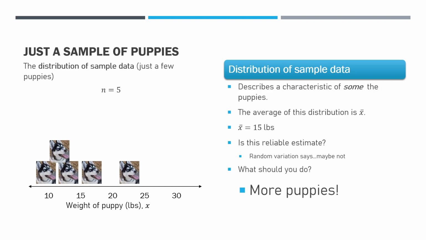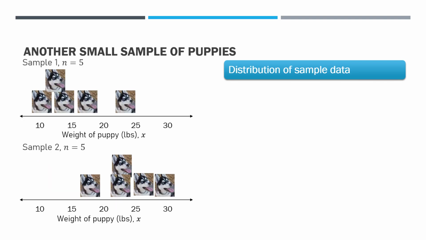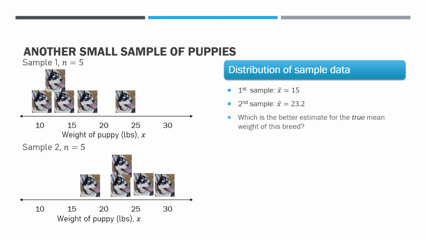Let's look at more puppies. So we get another small sample of puppies, another distribution of sample data. You see them right on top of each other. Sample 1 hasn't changed. That's still the X bar of 15. But now we have a second sample, also with sample size 5, that's important, and in this sample, they tend to be a little heavier. So in the first sample, we had an X bar of 15 pounds, and in the second sample, we had an X bar of 23.2 pounds.